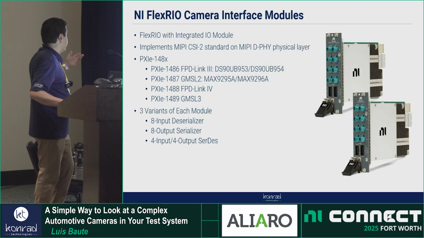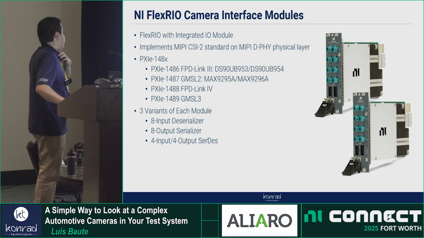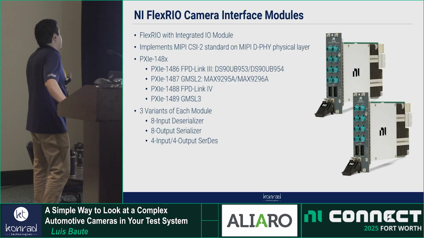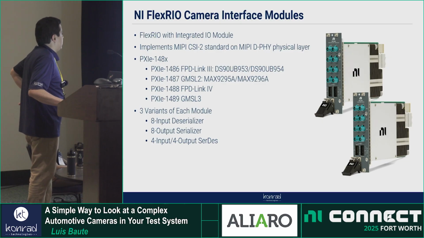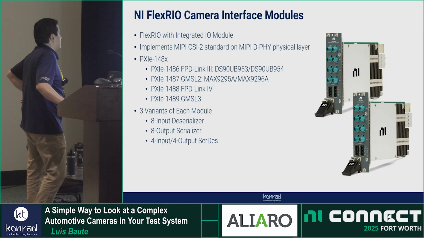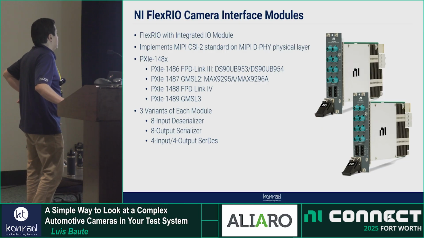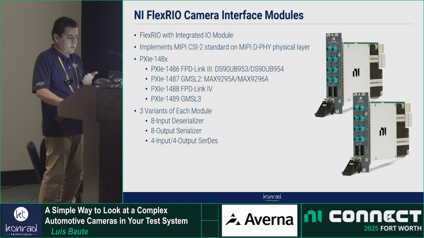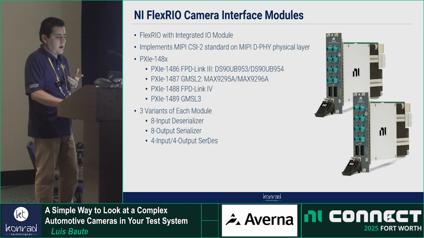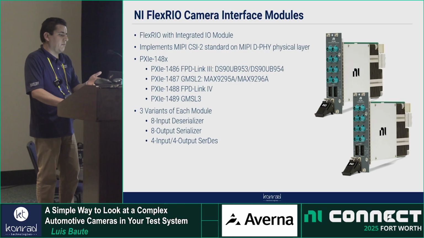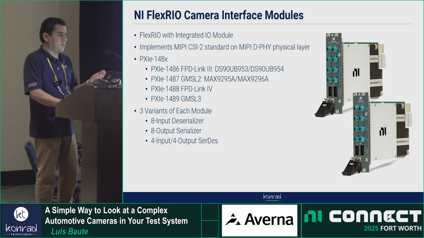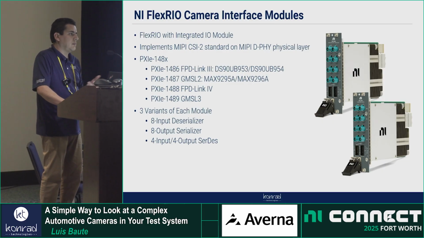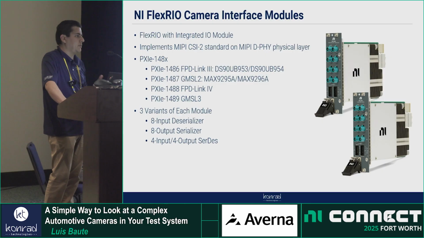The models that are available are these ones. It's FPD Link 3 and 4 for 1486 and 1488, and GMSL 2 and GMSL 3 for 1487 and 1489. And for all of them, you can find 3 flavors, which are 8 inputs, 8 outputs, and 4 in, 4 out. Depending on the configuration is what you can achieve. For example, tap mode would be 4 in, 4 out, and generation is only output, and so on. For input, it's acquisition.